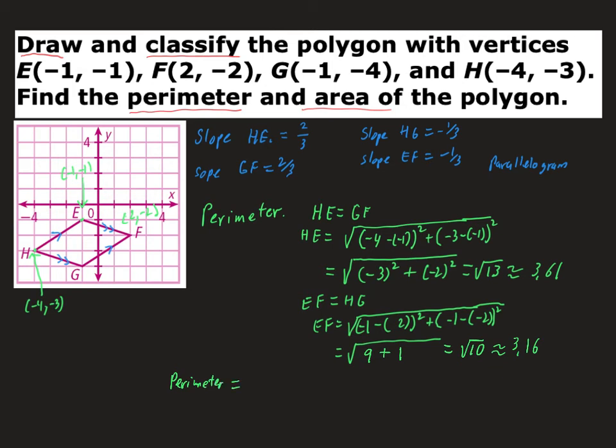All right, so then the total perimeter is equal to our 3.61 plus 3.16, but then double that, because that was just one of each of the parallel lines. We got 13.54 square units.